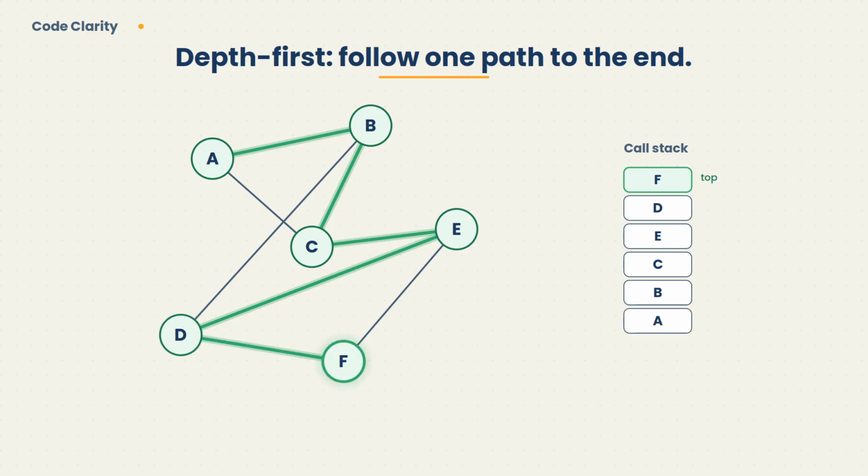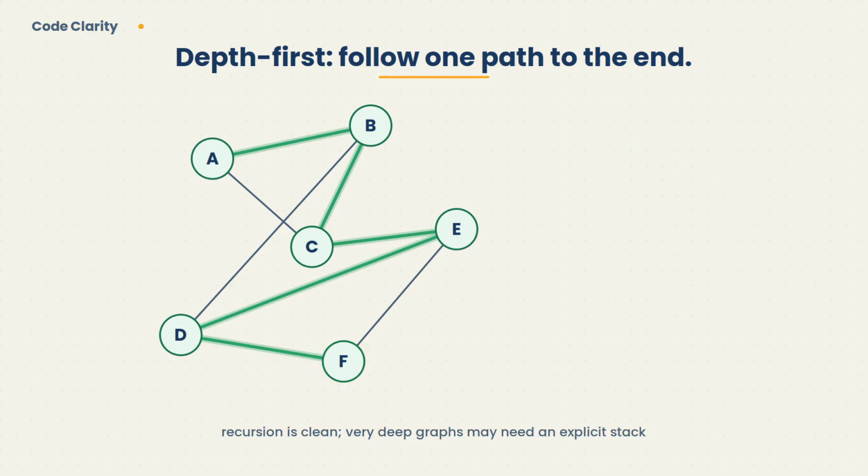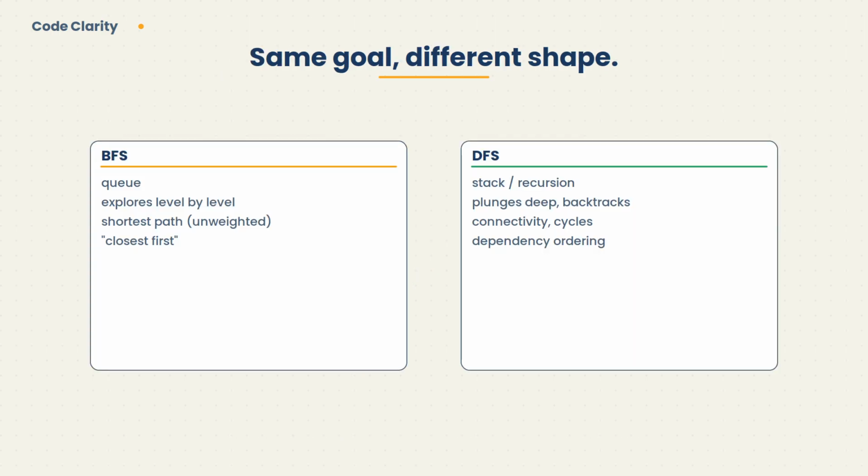DFS won't give shortest paths, but it's the natural fit for structure questions. Is the graph connected? Is there a cycle? What's a valid ordering of dependencies? So which do you reach for?